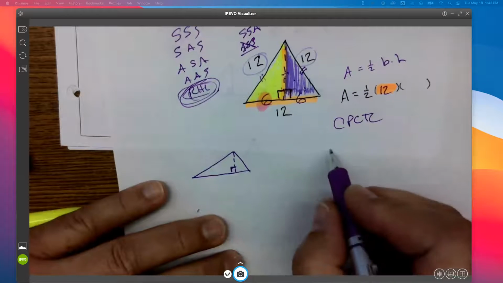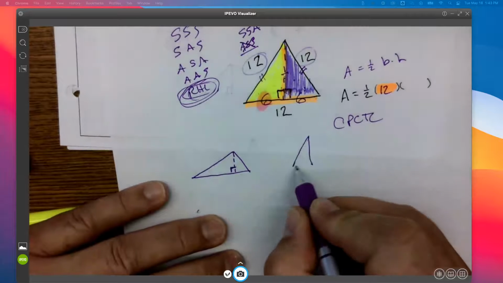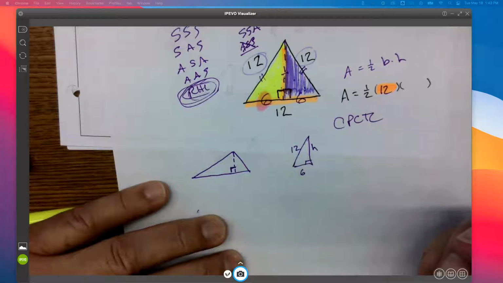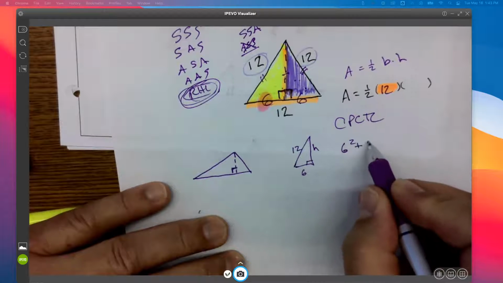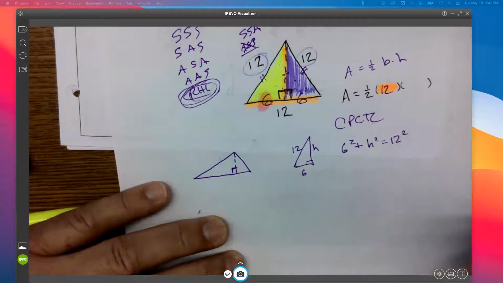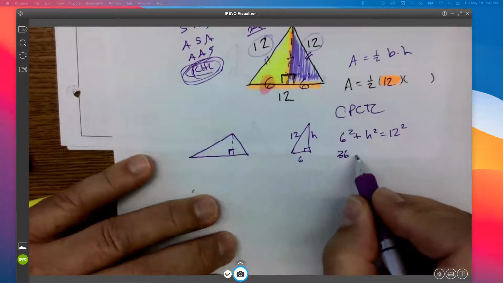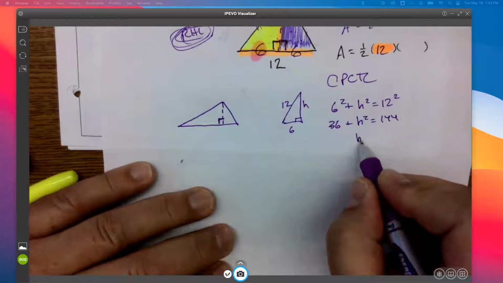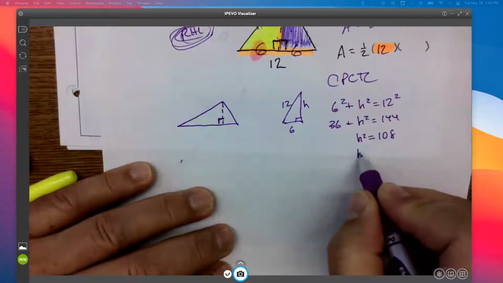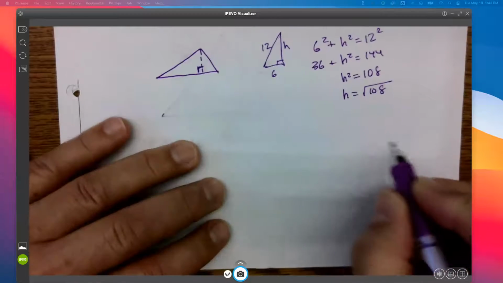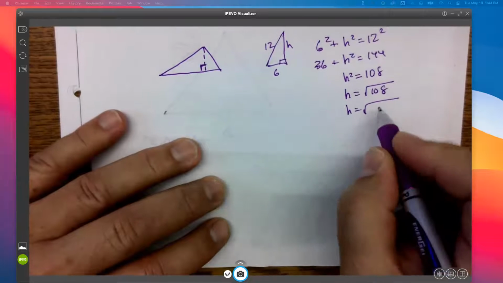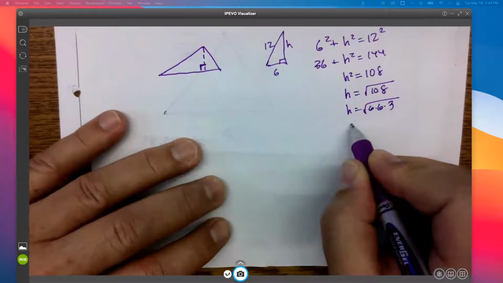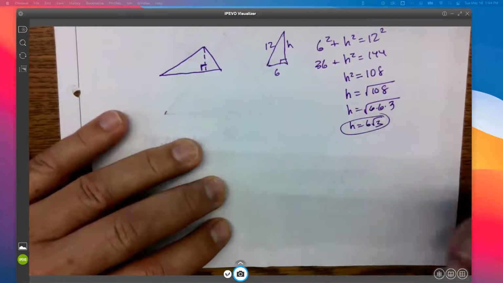Okay. What would you set up as your Pythagorean theorem? Six squared plus h squared equals 12 squared, right? Oh, sorry, I was looking at the actual problem. I know. I'm going to make you do this one first, though. So h squared is equal to 108. So h is equal to the square root of 108, which is 6 times 6 times 3. So h is 6 root 3.